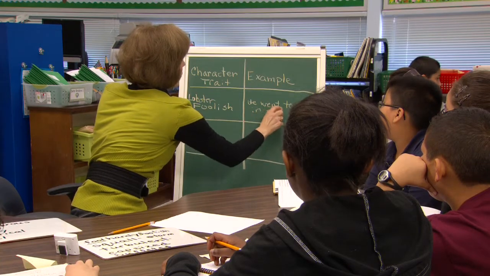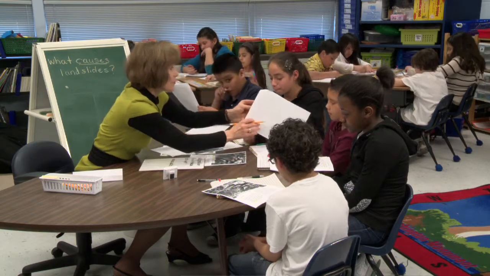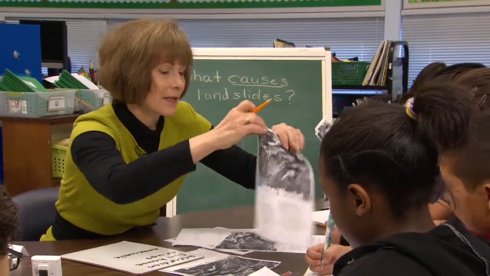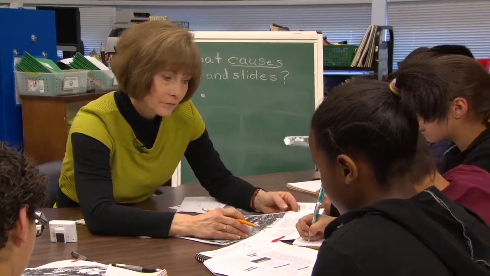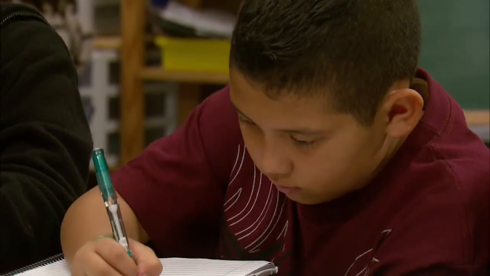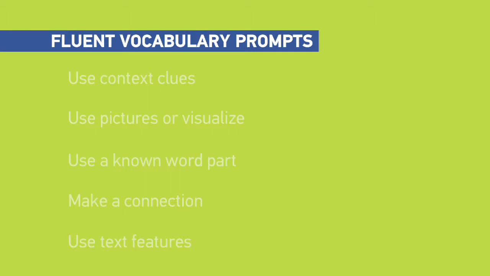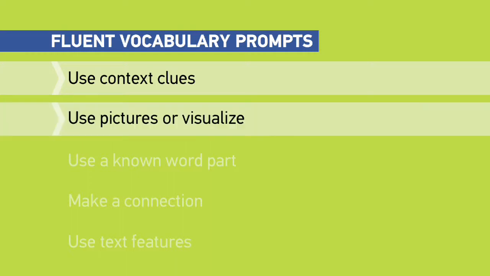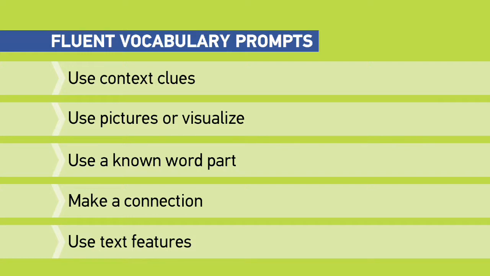Once students understand the focus strategy, they read independently while you observe, coach, teach, and prompt. This is your chance to differentiate your instruction by tailoring your prompts to meet individual needs. Your prompting will focus largely on vocabulary and comprehension. When prompting students to think about vocabulary strategies, remind them to reread and look for clues in the text, check the picture or visualize the sentence, use a known part of the word, make a connection to similar words, and use text features such as the glossary.